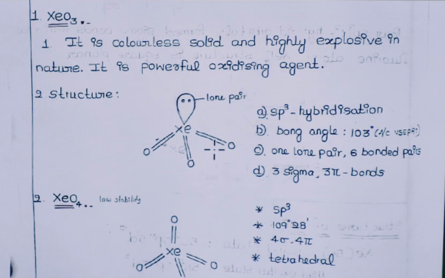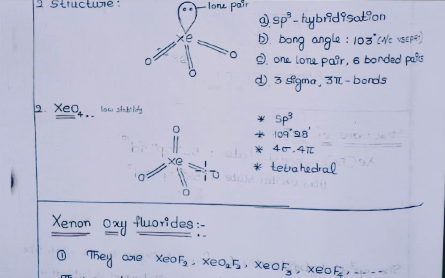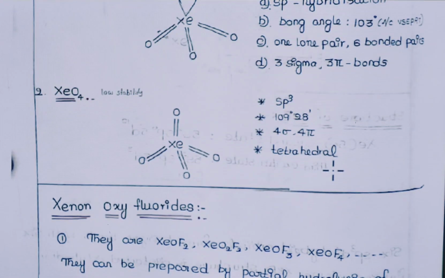sp3 hybridization occurs at xenon and the bond angle is 103 degrees. One lone pair and 6 bonded pairs are there: 3 sigma bonds and 3 pi bonds. Each double bond has 1 sigma and 1 pi bond, so 3 sigma and 3 pi bonds in total. Xenon tetroxide: sp3 hybridization, 109 degrees 28 minutes is the bond angle, and 4 sigma bonds and 4 pi bonds are present around the xenon atom, with tetrahedral shape.